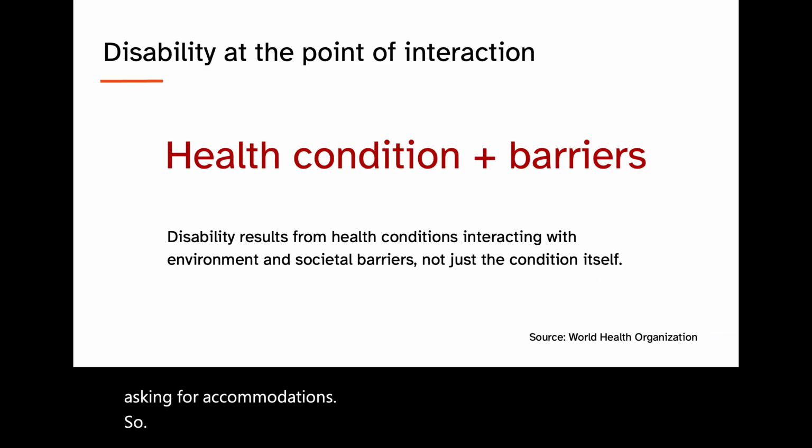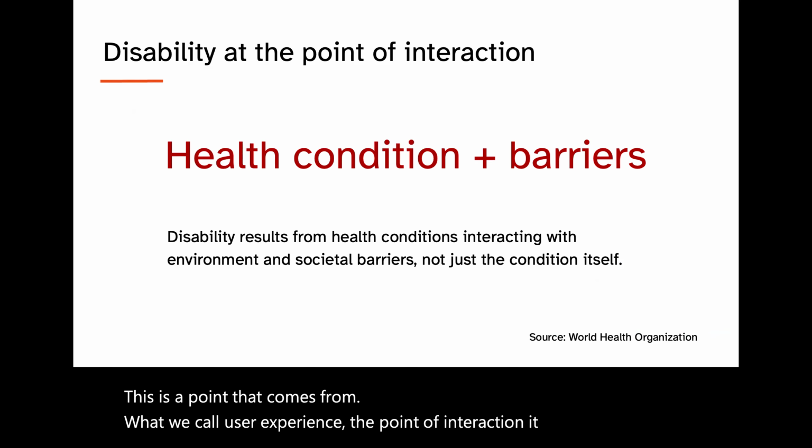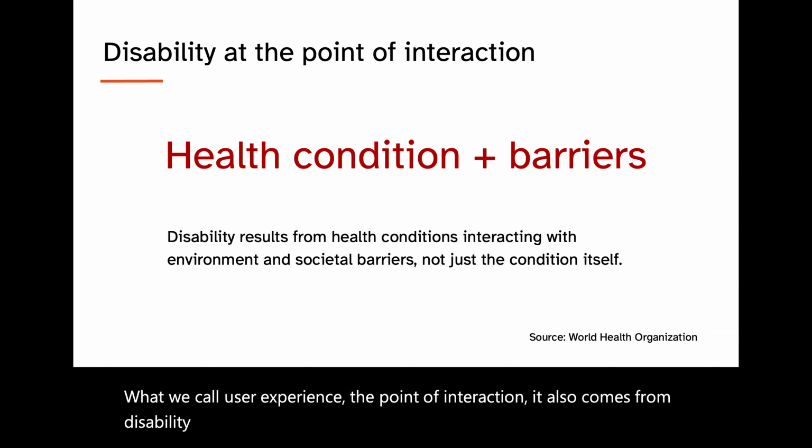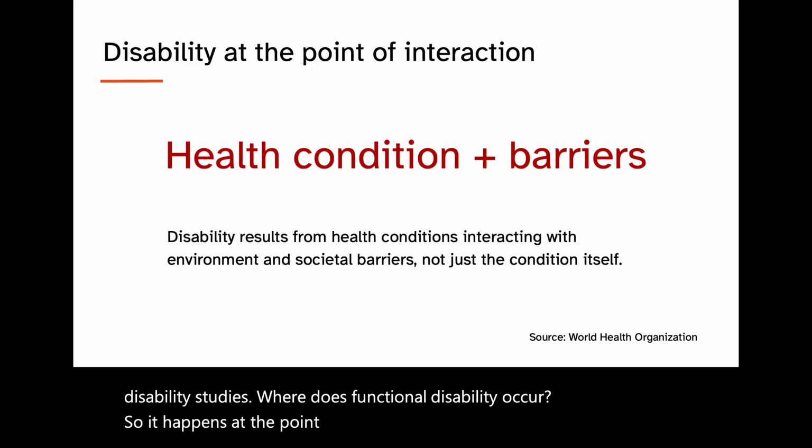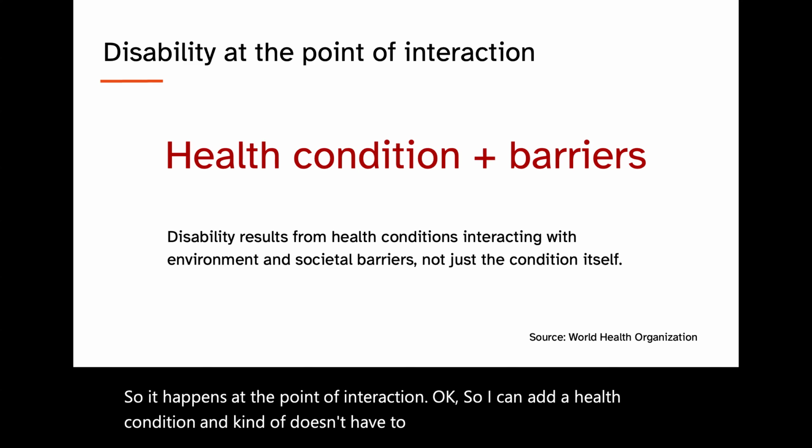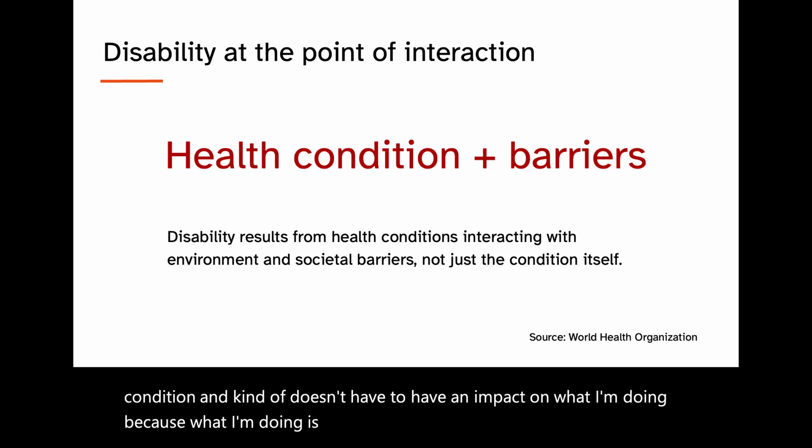So this is a point that comes from what we call user experience, the point of interaction. It also comes from disability studies. Where does functional disability occur? It happens at the point of interaction. I can have a health condition and it doesn't have to have an impact on what I'm doing, because what I'm doing is designed already to make that a moot point. I can just do what I need to do.